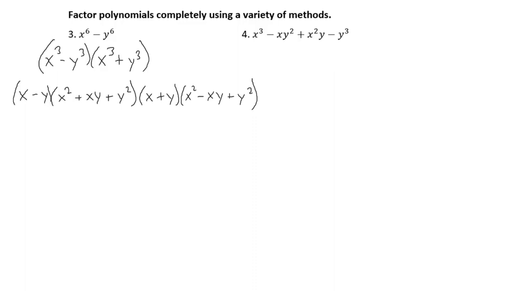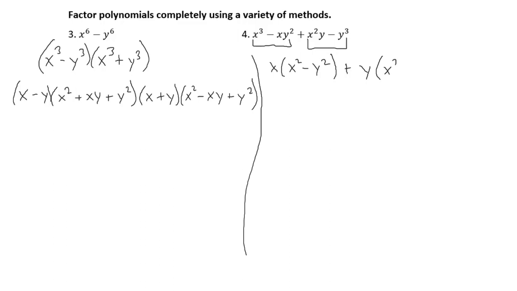Okay, so with this one, since I have 4 terms, I'm going to use factor by grouping. And so that's going to give me x factoring out an x squared minus y squared plus, look at these two, I see a y, and that's an x squared minus y squared. Okay, so then I will group the x squared minus y squared and an x plus y.